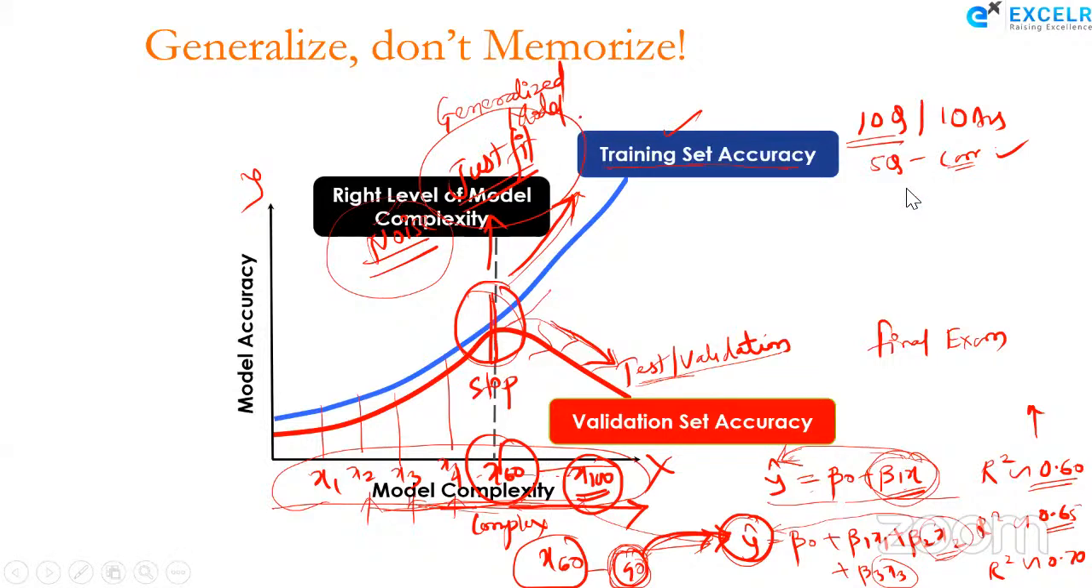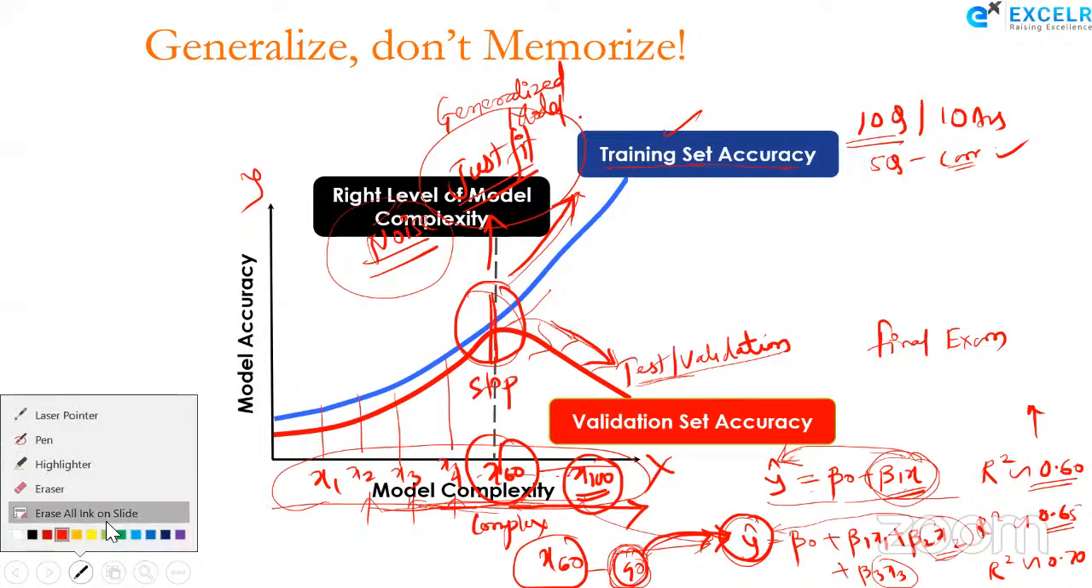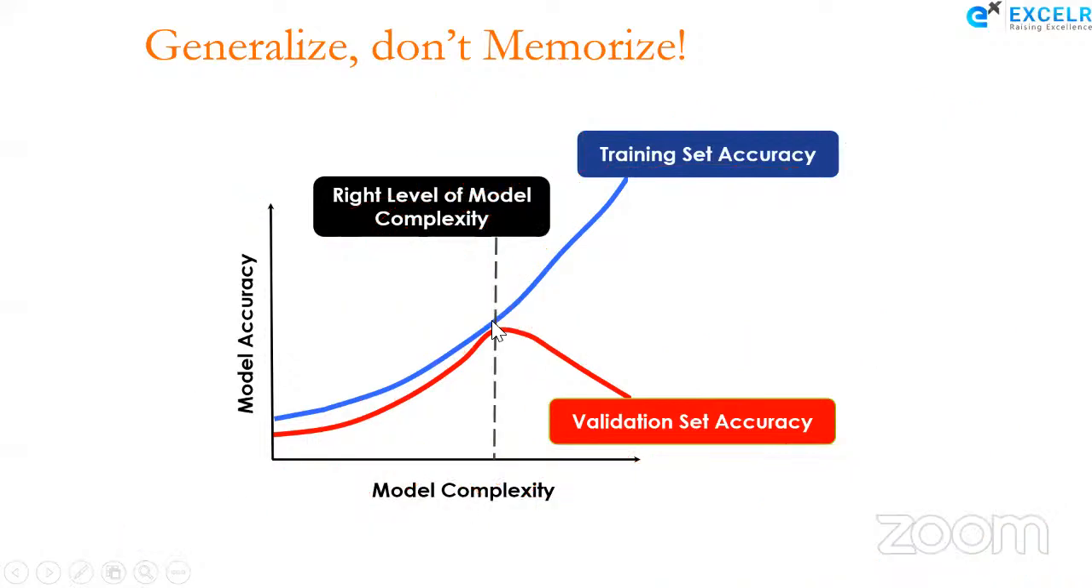Now let us go ahead. So this is the right level of complexity. Let me clear the ink on the slide. Yes, this is the right level of complexity, where you can achieve your generalized model. You just have to keep an eye on the test accuracy or the validation accuracy. The moment after which the test accuracy starts dropping, you should stop making your model more complex. You should stop adding variables to your model.